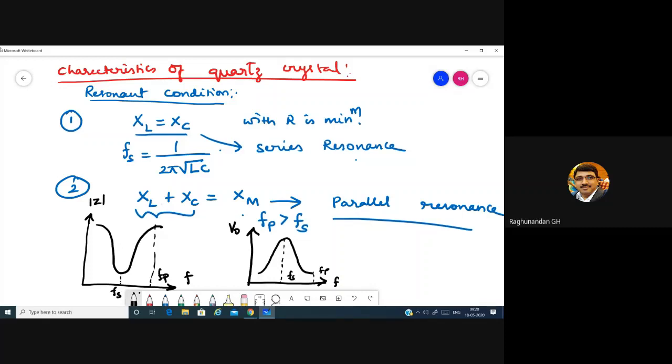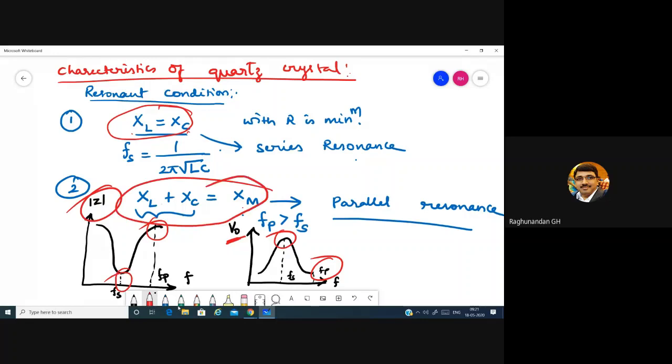When you compare with the voltage, Fs is greater, Fp is smaller. When you compare with the impedance, Fs is smaller, Fp is greater. So if they ask you to explain the characteristics of a quartz crystal, then you have to explain these three things. So XL is equal to XC, XL plus XC is equal to XM. This is just to remember; you can write the formula, but along with that you have to explain in terms of words.